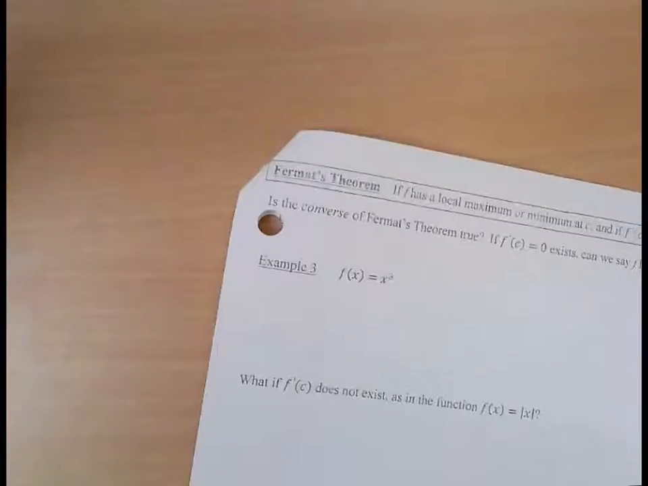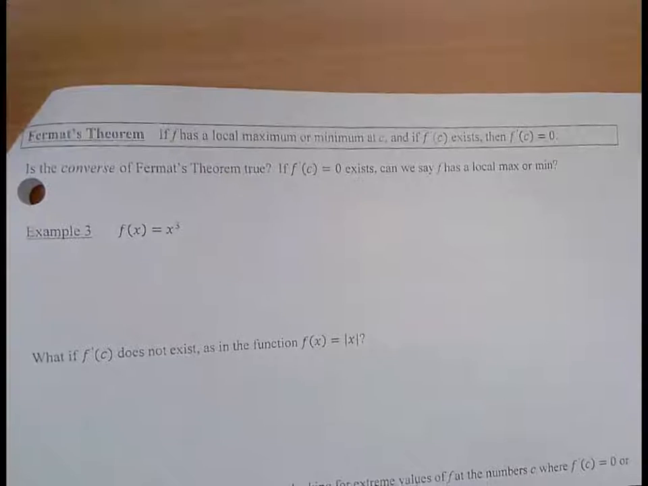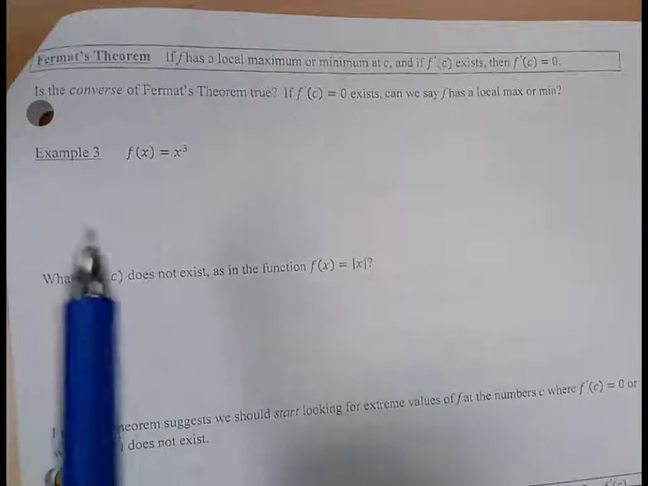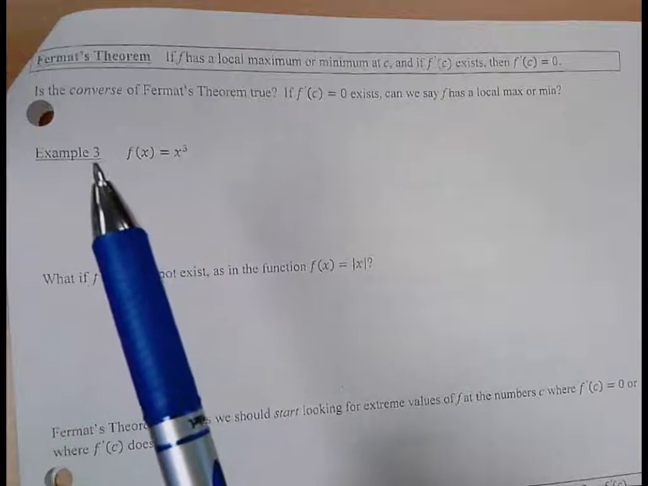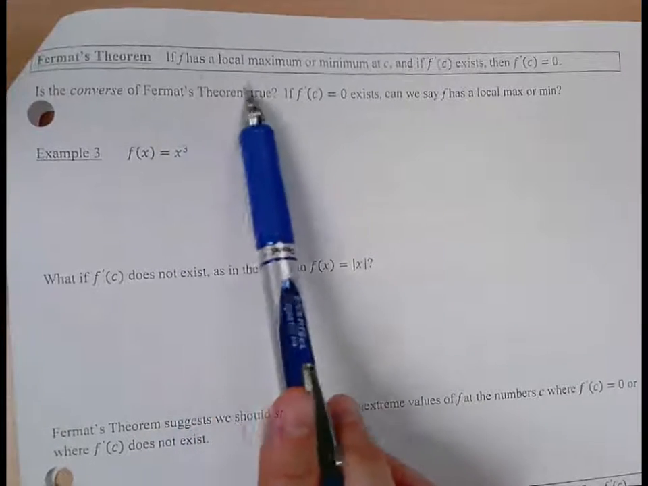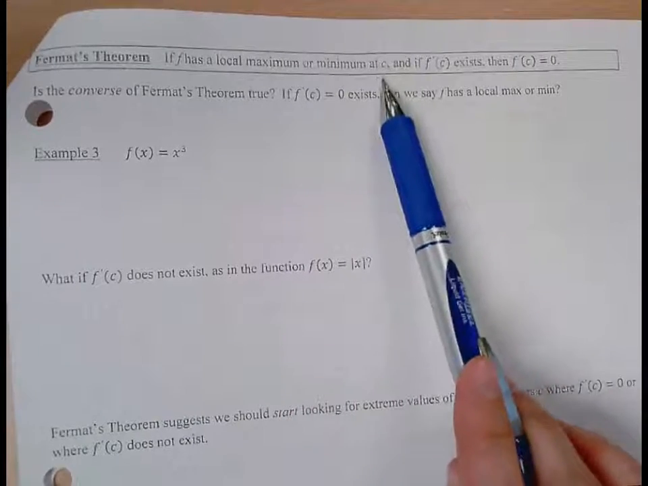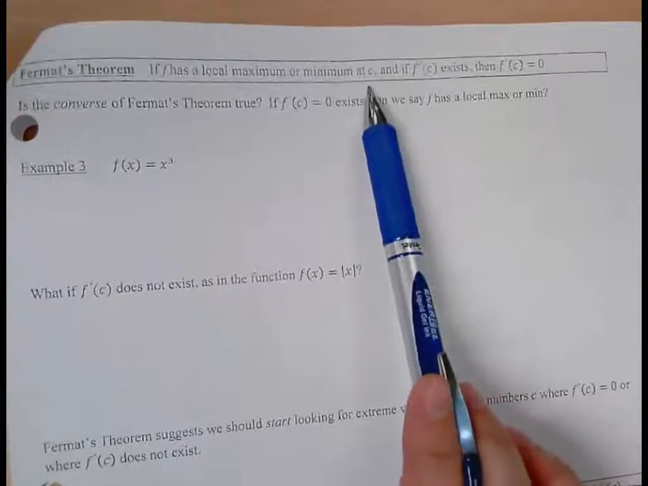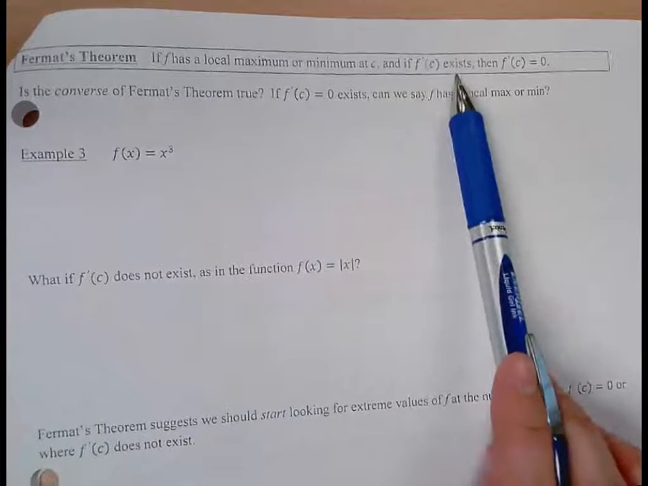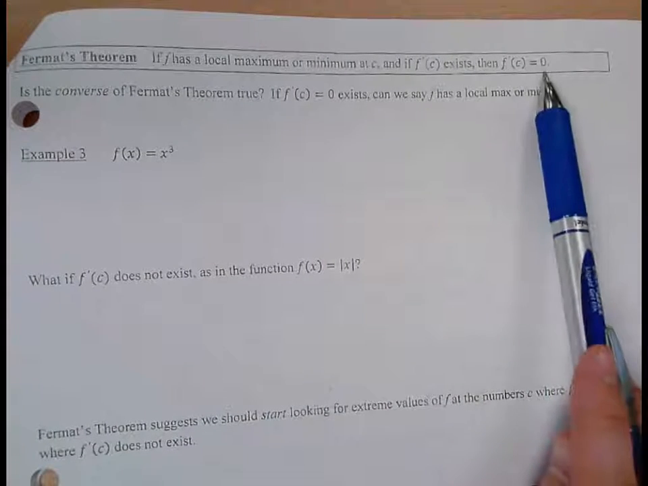Okay, I do want to make sure we get to example 4. Before we get there, though, there's a theorem called Fermat's theorem. It says if f has a local max or min at some x value c, and f prime of c exists, then f prime of c is 0.